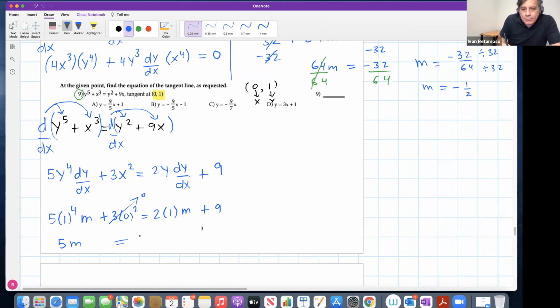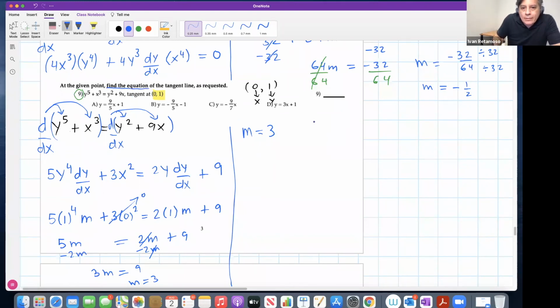This is equal to 2 times m plus 9. Subtracting 2m on both sides of this equation, I get that 3m is equal to 9, and therefore m should be equal to 3, right? M is equal to 3, divide both sides by 3. I found the slope, but it doesn't end there, right? The slope of the tangent line is 3. But now they want the equation of the tangent line. Find the equation, they say here, right?